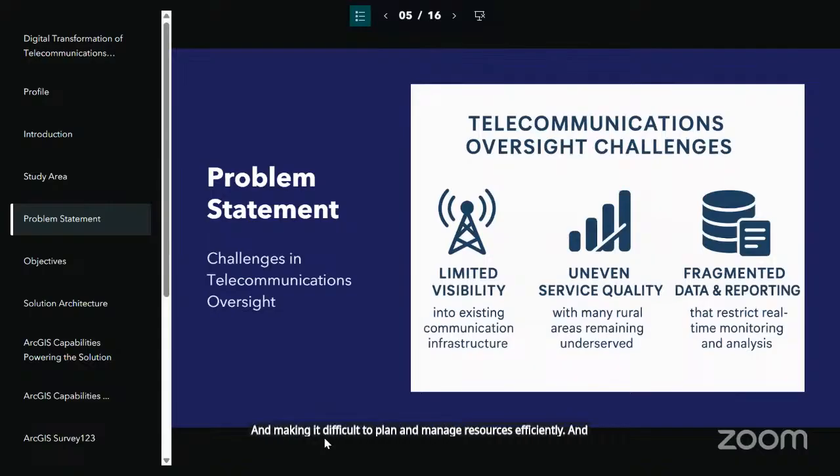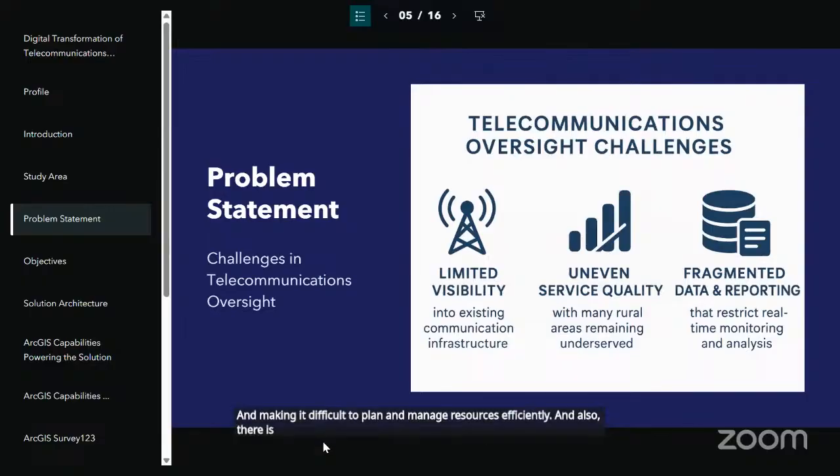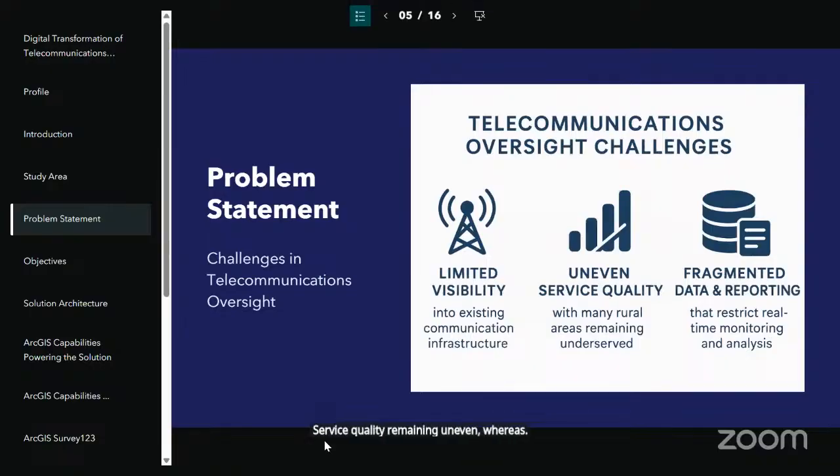And also, there is a problem of service quality remaining uneven, whereas other areas remain underserved, especially in peri-urban and some places where there are informal settlements. Thus, they just remain underserved.